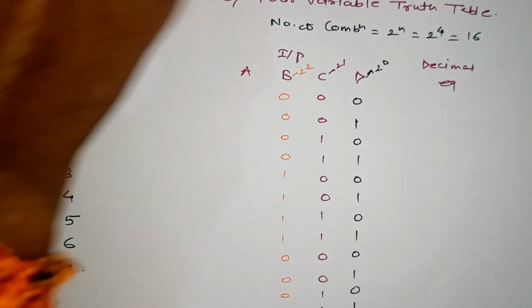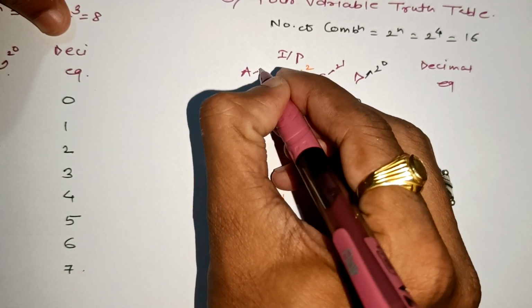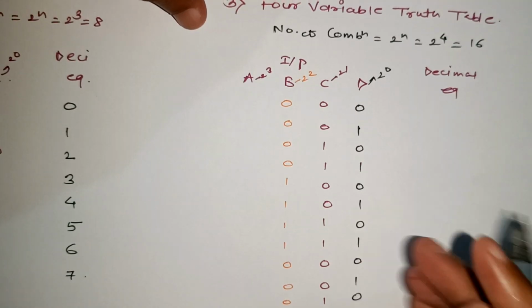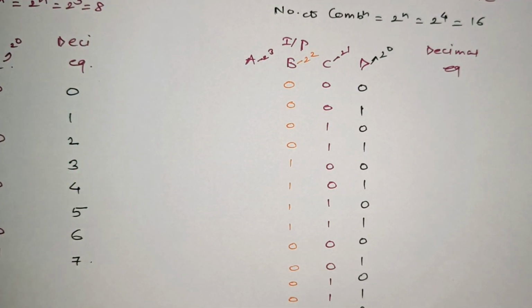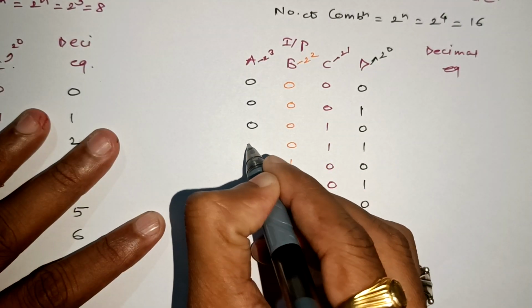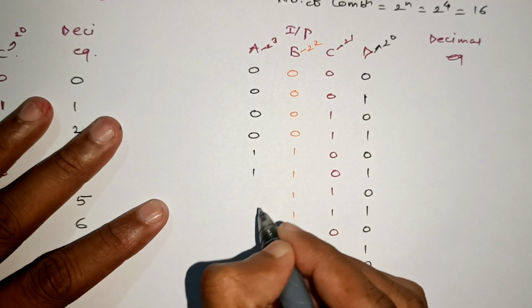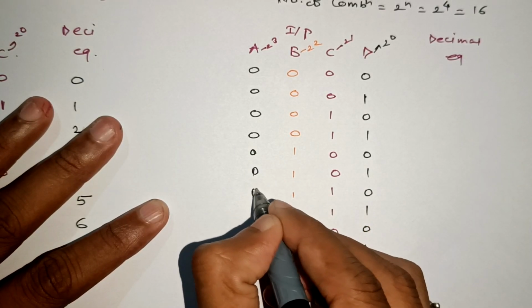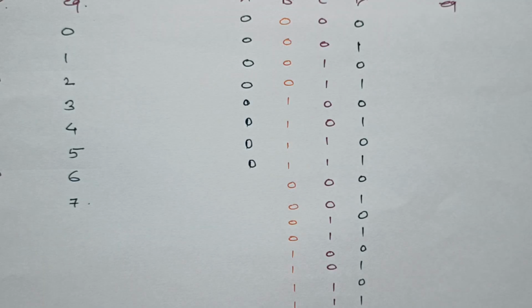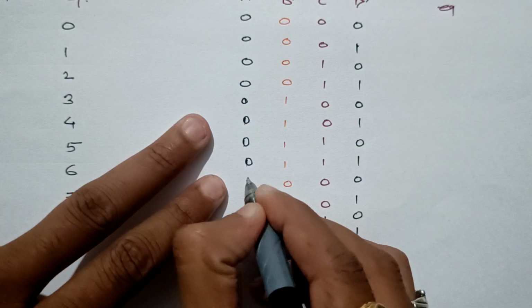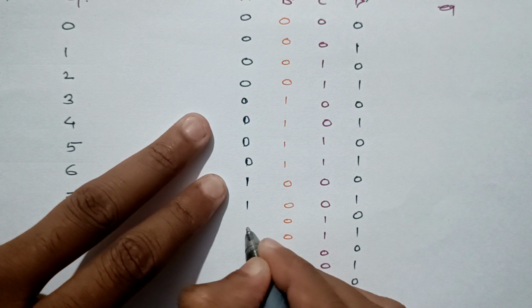Now coming to the last, this will be multiplied with 2 cube. 2 cube is 8. So first 8 are zeros, next 8 are ones. Sorry, this should be 0. So we write 8 times 0, again we'll be getting 8 times 1.